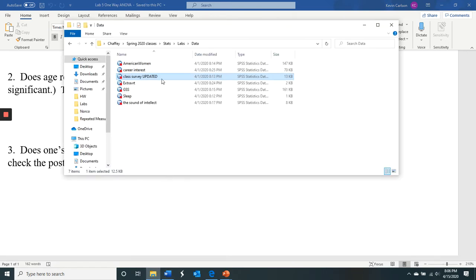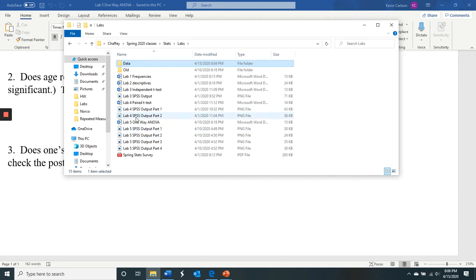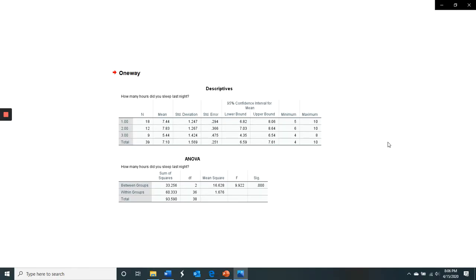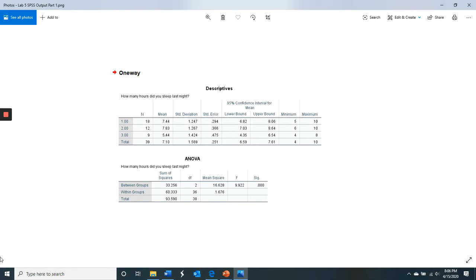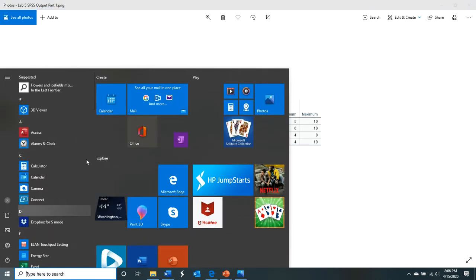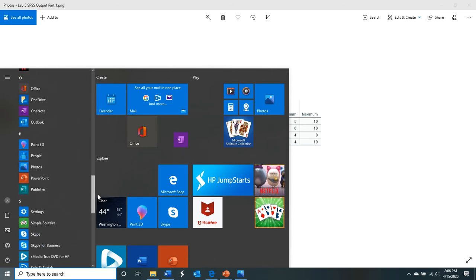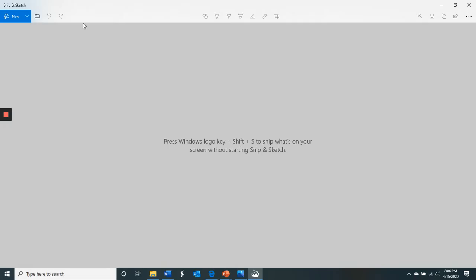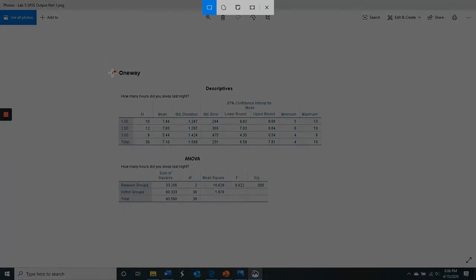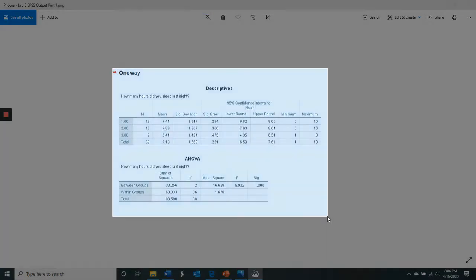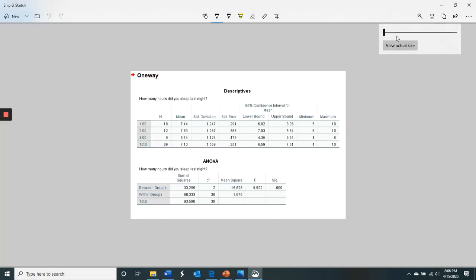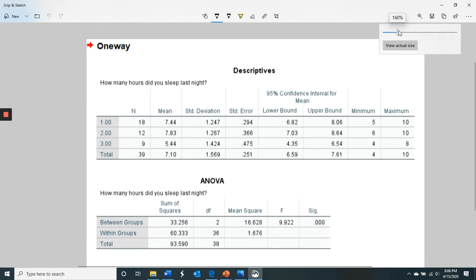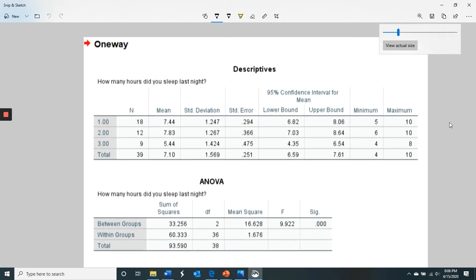So we're going to look at the output 1 and 2. Output 1 always is going to give us the descriptives and the F-test stuff. I want to draw on this, so I'm going to snip it, and I'm going to draw. So this is our output with the descriptives and the ANOVA. I'm going to do two things. I'm going to go over how I do the interpretation quickly, and then I'll go over how you get the sentences you need to write up.